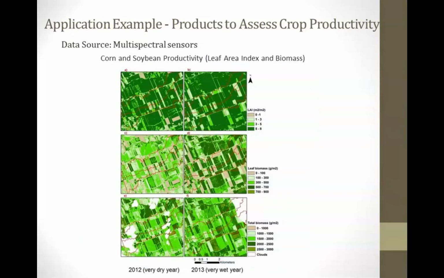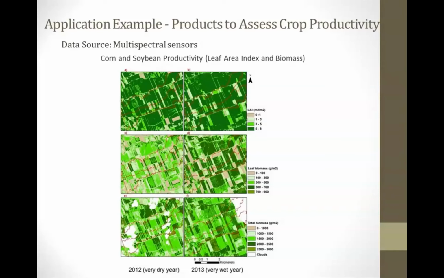Here's an example. This is using these multispectral sensors. So recall these sensors have fewer bands, maybe 4, 5, 6, or 7. And the bands are much wider than with the hyperspectral sensors. But even with these sensors, we can provide interesting information about crop productivity. So in this example, we're looking at the productivity of corn and soybean crops. And here we're providing estimates of the leaf area index of those crops, as well as how much biomass is in each of these fields.